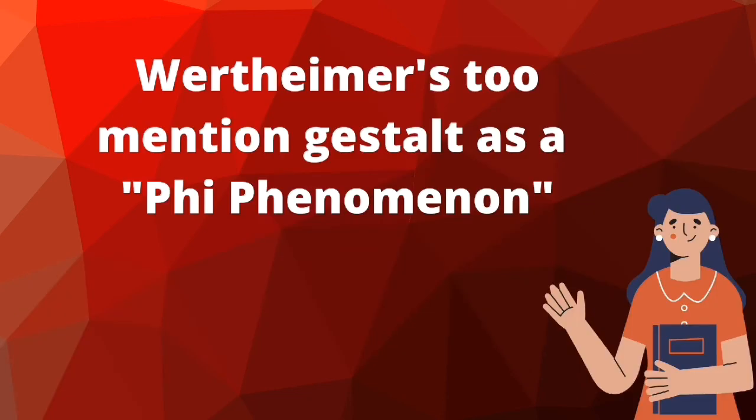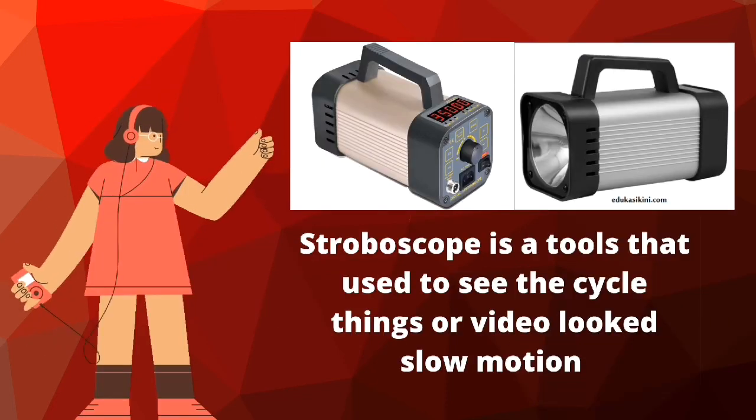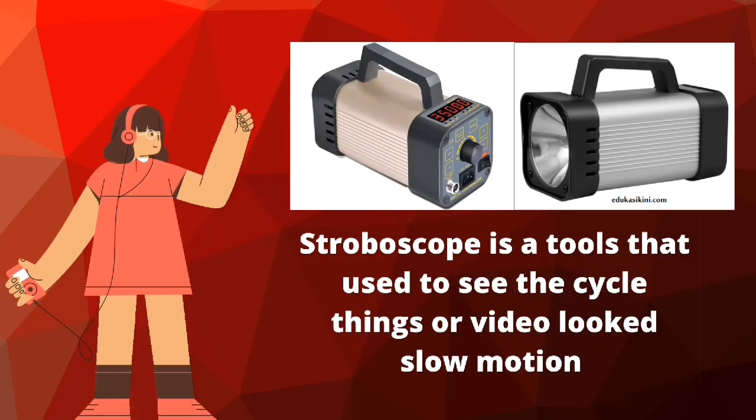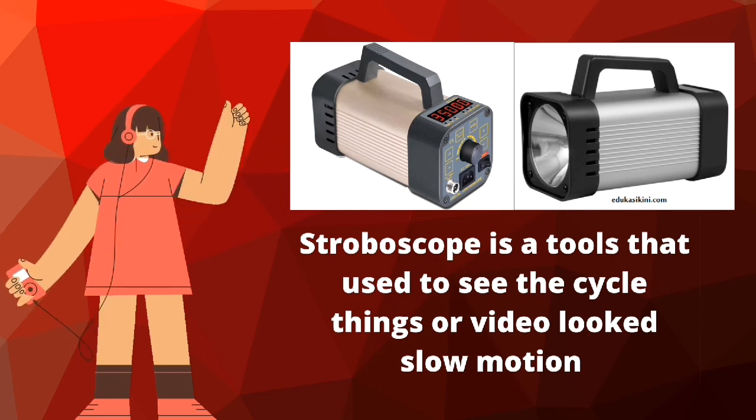For the next, our theme is to mention Gestalt as a phenomenon. It started when Max became interested in doing observation about perception after he looked at a stroboscope. A stroboscope is a tool used to see cyclic things or video looking like slow motion.